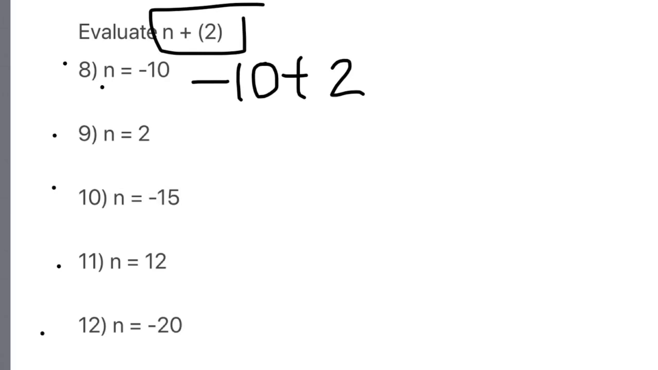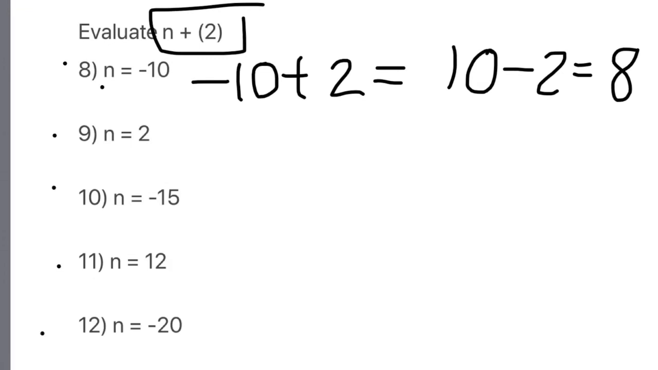So here we have a negative number and a positive number. We are going to take the absolute value of both and subtract. 10 minus 2 is 8. But 10 is a larger absolute value, and 10 is negative. So my answer would be -8.